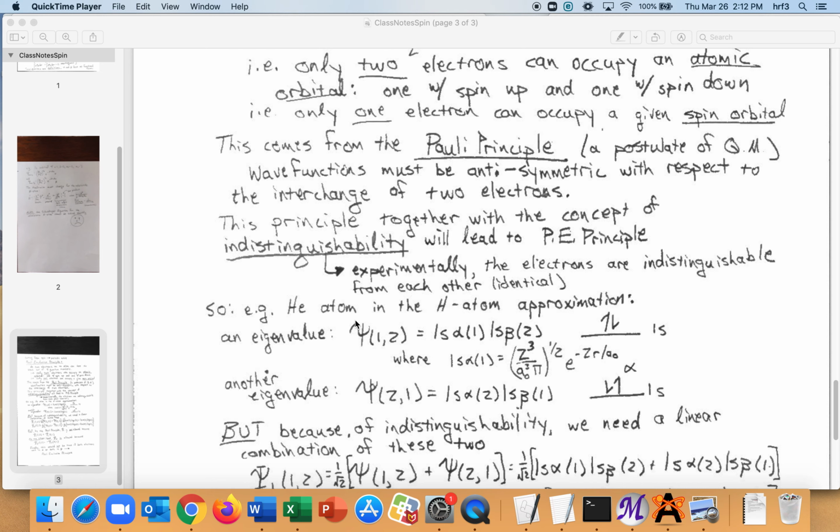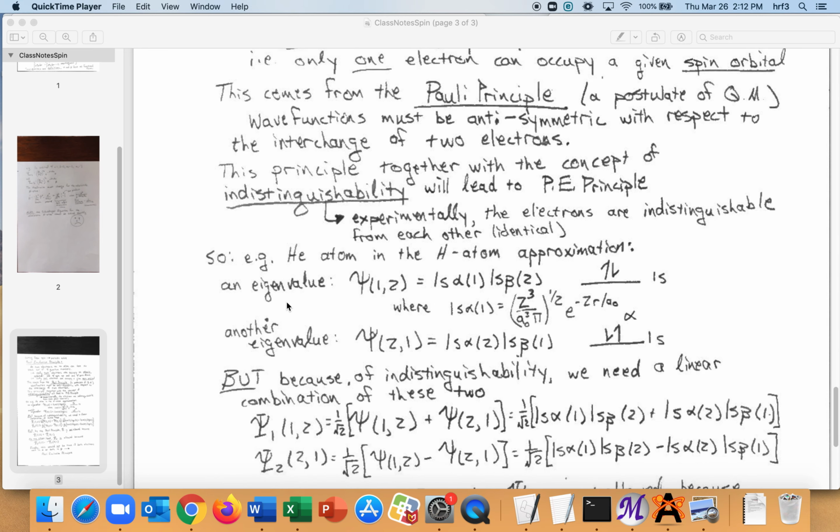Let's say we had a helium atom in the hydrogen atom approximation. We're going to use the solutions to the hydrogen atom Schrodinger equation to give an approximate form for our helium atom wave function. We do this kind of thing all the time. So an eigenfunction for the two electrons in the helium atom, psi 1(1,2), would be 1s alpha(1), 1s beta(2), so electrons spin up and spin down in the 1s orbital.